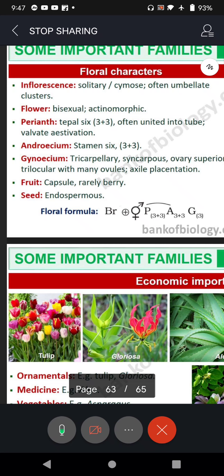Cymose means jointed. Yes, jointed. Even in racemose also jointed only. But only thing is how the flowers are arranged. That depends on the cymose in a particular fashion, racemose in another particular fashion. Okay. So already we talked about that, and I showed the diagram also. That is, basically inflorescence is what? Arrangement of flowers on the floral axis.